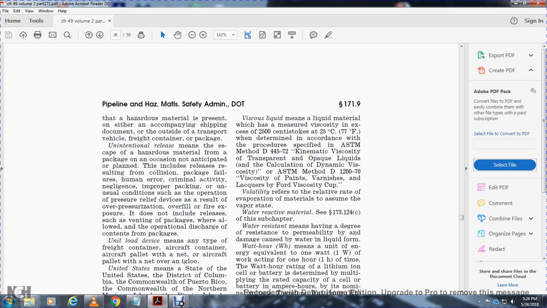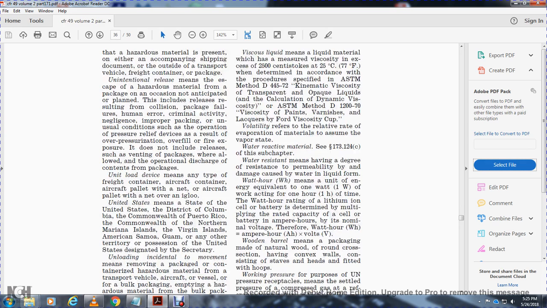Viscosity of a liquid material is measured at 25 degrees Celsius, 77 degrees Fahrenheit, when determined in accordance with the procedure of ASTM method D4467. Kinematic viscosity of transparent and opaque liquids is calculated from dynamic viscosity. ASTM method D1200 covers viscosity of paints, varnishes, and lacquers with the Ford viscosity cup. Volatility refers to the rate of evaporation of a material assumed in the vapor state, relative to reactivity with the material, 173.124, of this subchapter. Water resistant means having a degree of resistance to damage caused by water, liquid, and foam.